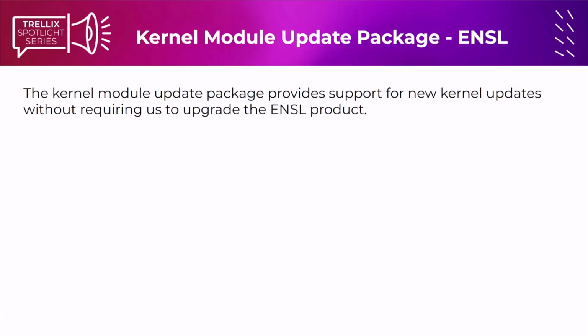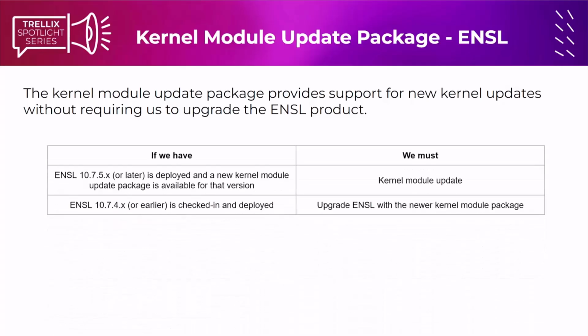But there are scenarios where, if Endpoint Security for Linux 10.7.5 or later is deployed and a new kernel module update package is available for that version, then we must use the kernel module update package for updating the kernel modules. But if we have Endpoint Security for Linux 10.7.4 or earlier checked in and deployed on the system, then our recommendation here is to upgrade Endpoint Security for Linux along with the newer kernel module update package. And it is always advisable to be on the latest version of Endpoint Security Linux to have enhanced security with the new features.